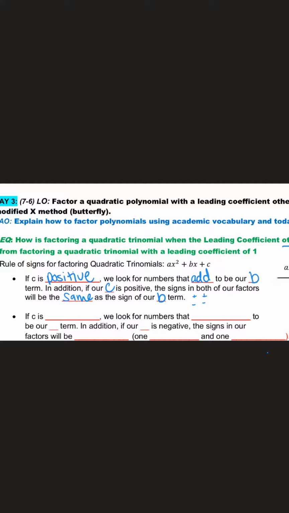Okay, so then if C is negative, we look for numbers that will subtract to be our B term. In addition, if our C is negative, then the signs in our factors will be different, and we'll have one positive and one negative. Let's get into some examples now.